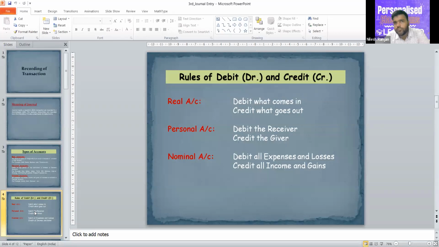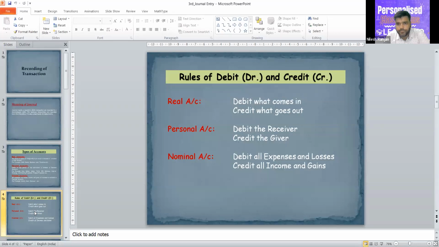And what if we are giving furniture to someone? It is selling. Yes, we are selling furniture. So cash comes to us.